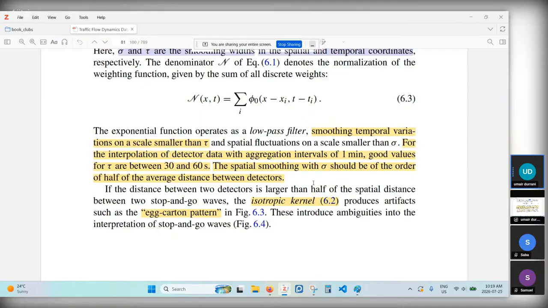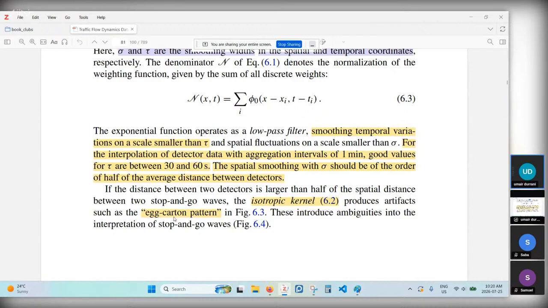The spatial smoothing with sigma, this is obviously in space, should be of the order of half of the average distance between detectors. So if the distance between detectors is higher, then what is happening in the middle, in terms of estimated speed value, is going to be affected by how far you are from the detectors. If you are closer to a detector, that detector's value is going to dominate. And that's what happens with this equation, the isotropic kernel.